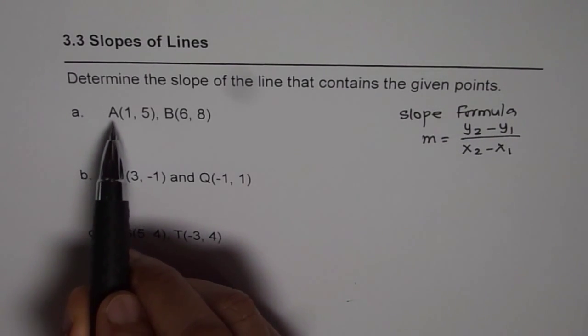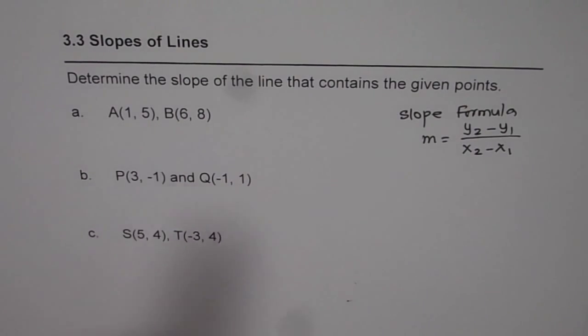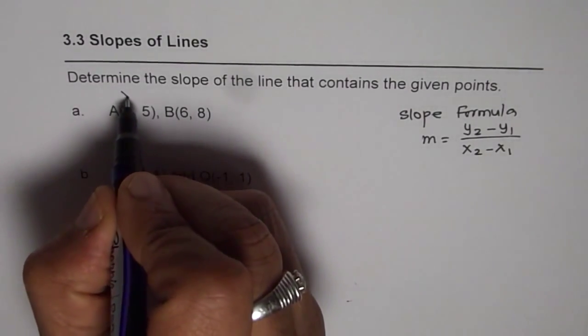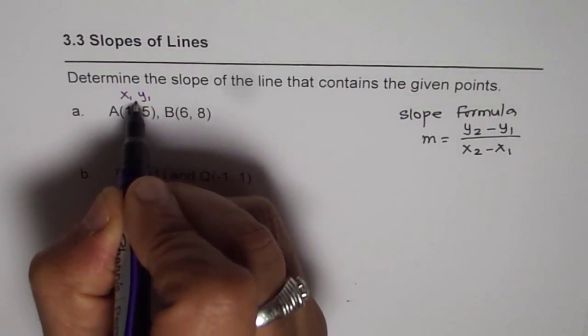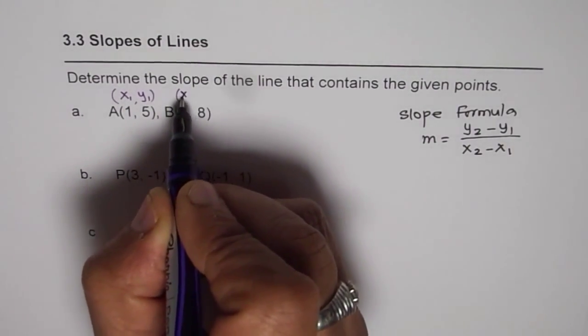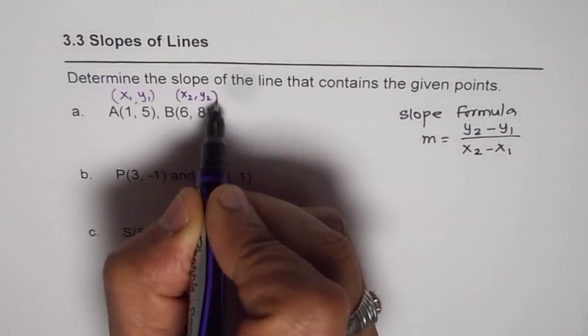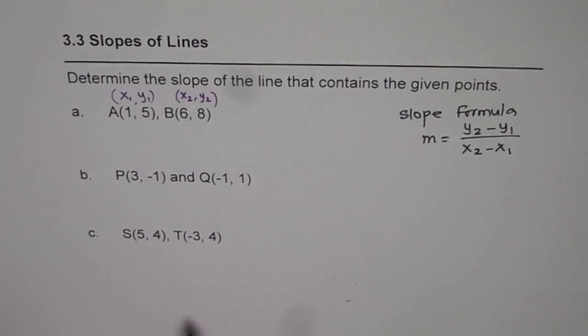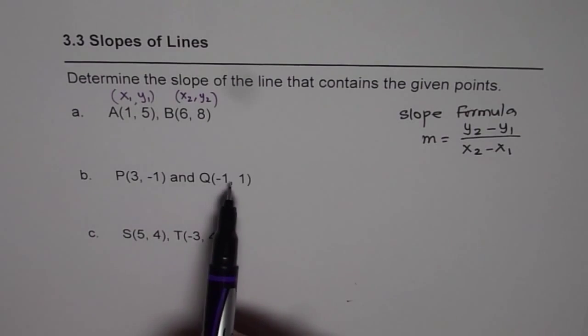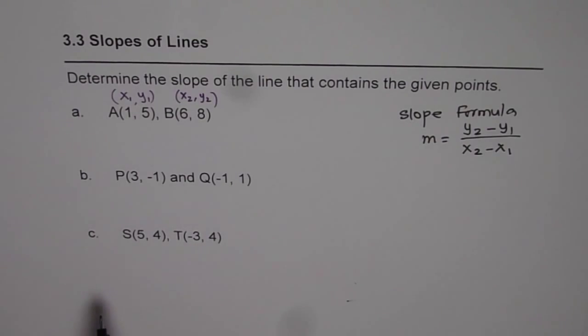So we have 2 points A and B. Coordinates of point A is (1, 5), B is (6, 8). You can think as if A is your first point, that means x1, y1 are these values, and for B, that is your second point, x2, y2, right? In all these three examples, we'll consider the first point as x1, y1 and the second as x2, y2, right?